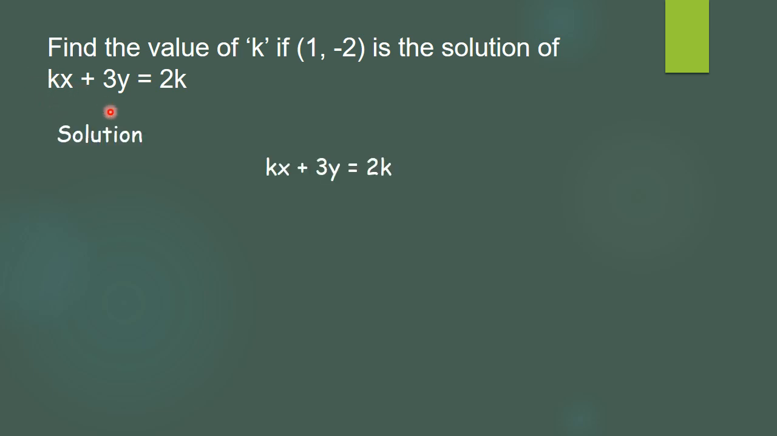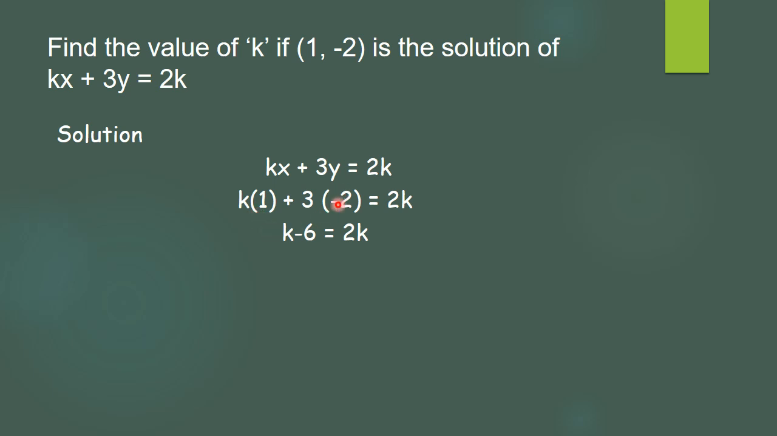Now how to solve? kx plus 3y is equal to 2k. 1 comma minus 2 is a solution, so replace x by 1 and y by minus 2. Your left hand side will be equal to the right hand side. So that is kx plus 3y is equal to 2k. Just replace the values.